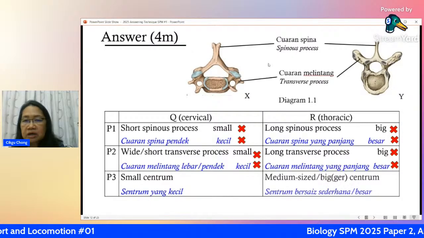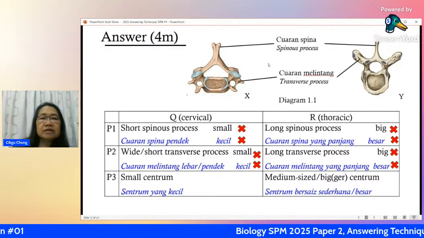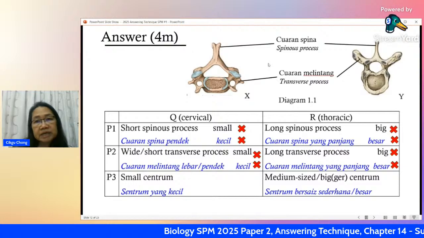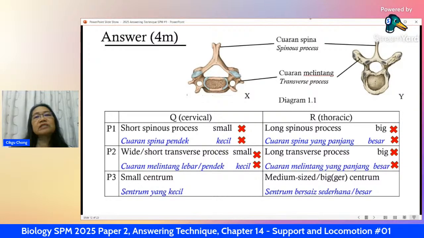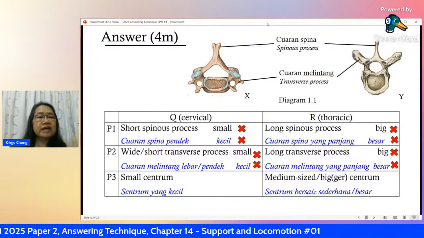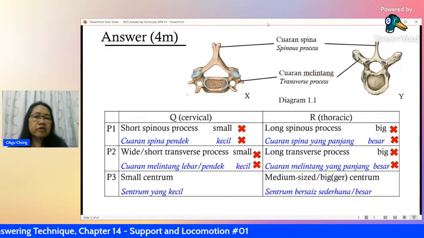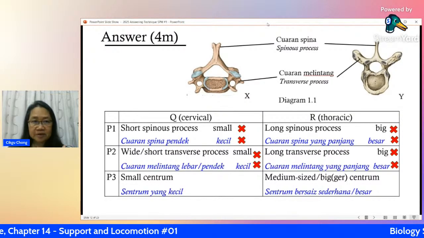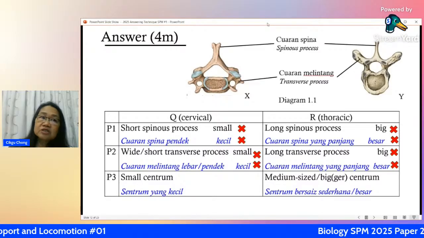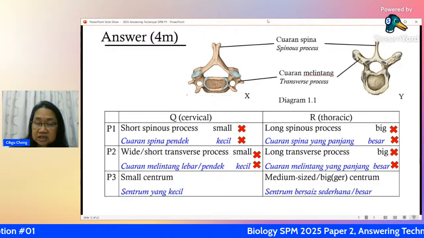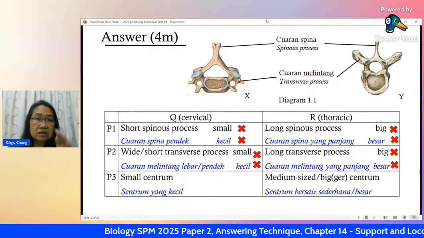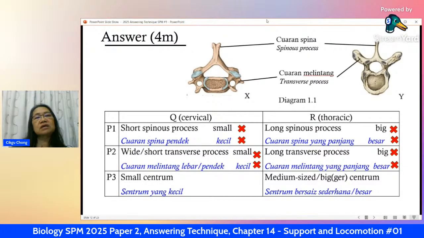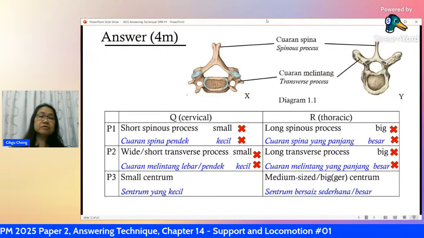the centrum is a bit bigger than the cervical, but it's still not the biggest. There's another one. Okay, notice there's another one. Another one is called the lumbar, the one that is at the small of your back, the lower part. That one has the largest centrum of the entire vertebral skeleton. All right, the vertebral system.